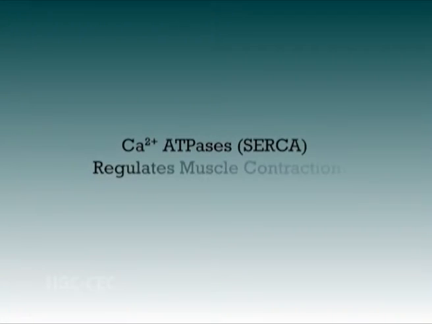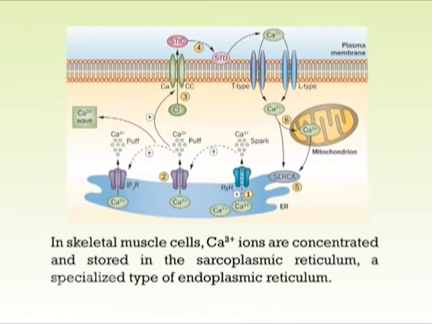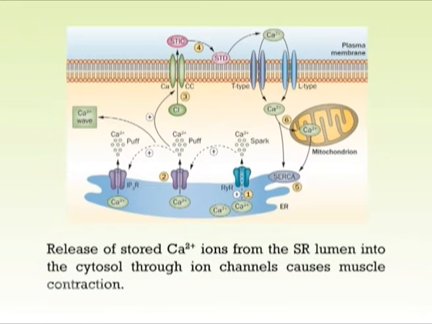Now let's look at how calcium ATPases, or SERCA, regulate muscle contraction. In skeletal muscle cells, calcium ions are concentrated and stored in the sarcoplasmic reticulum, which is a specialized type of endoplasmic reticulum. Release of stored calcium ions from the SR lumen into the cytosol through ion channels causes muscle contraction.